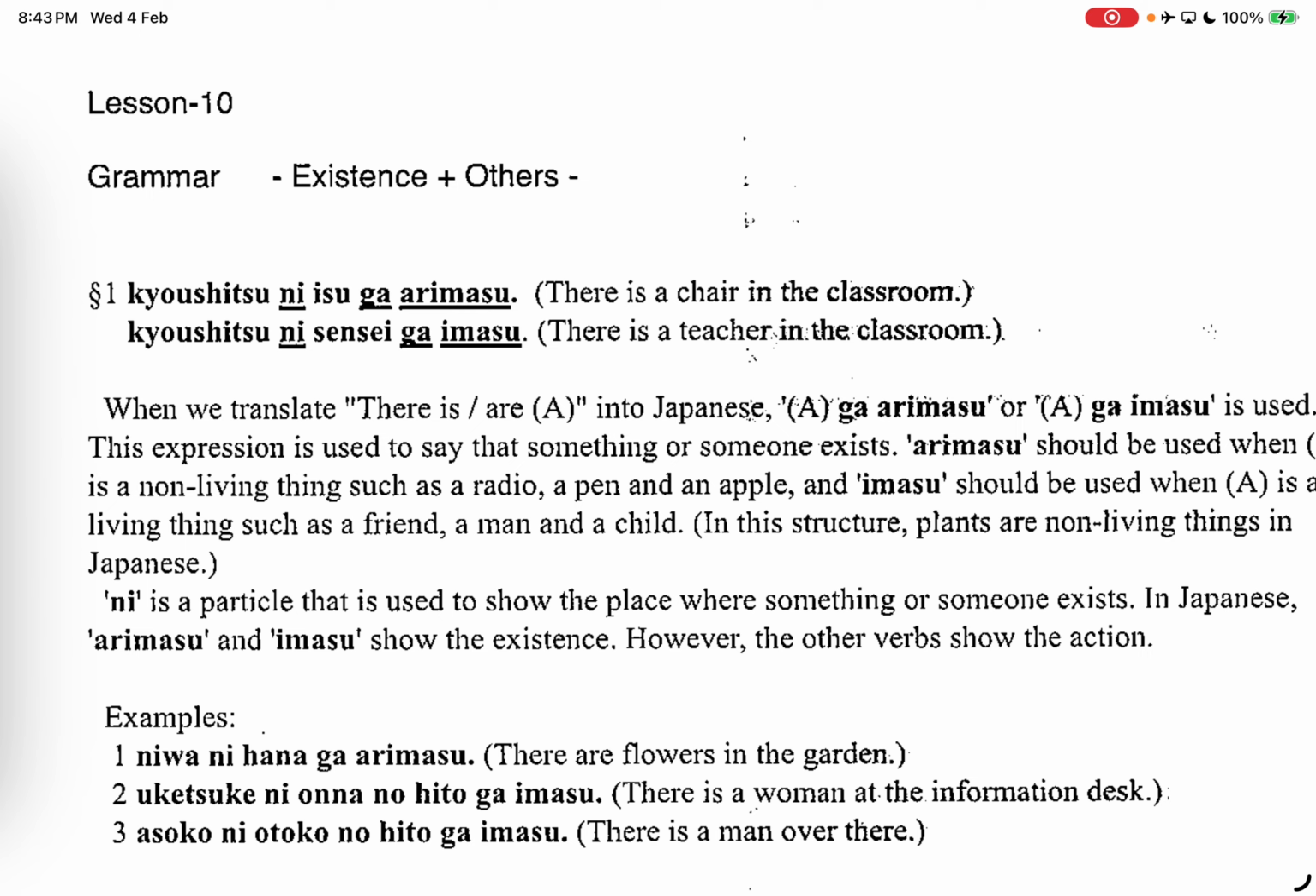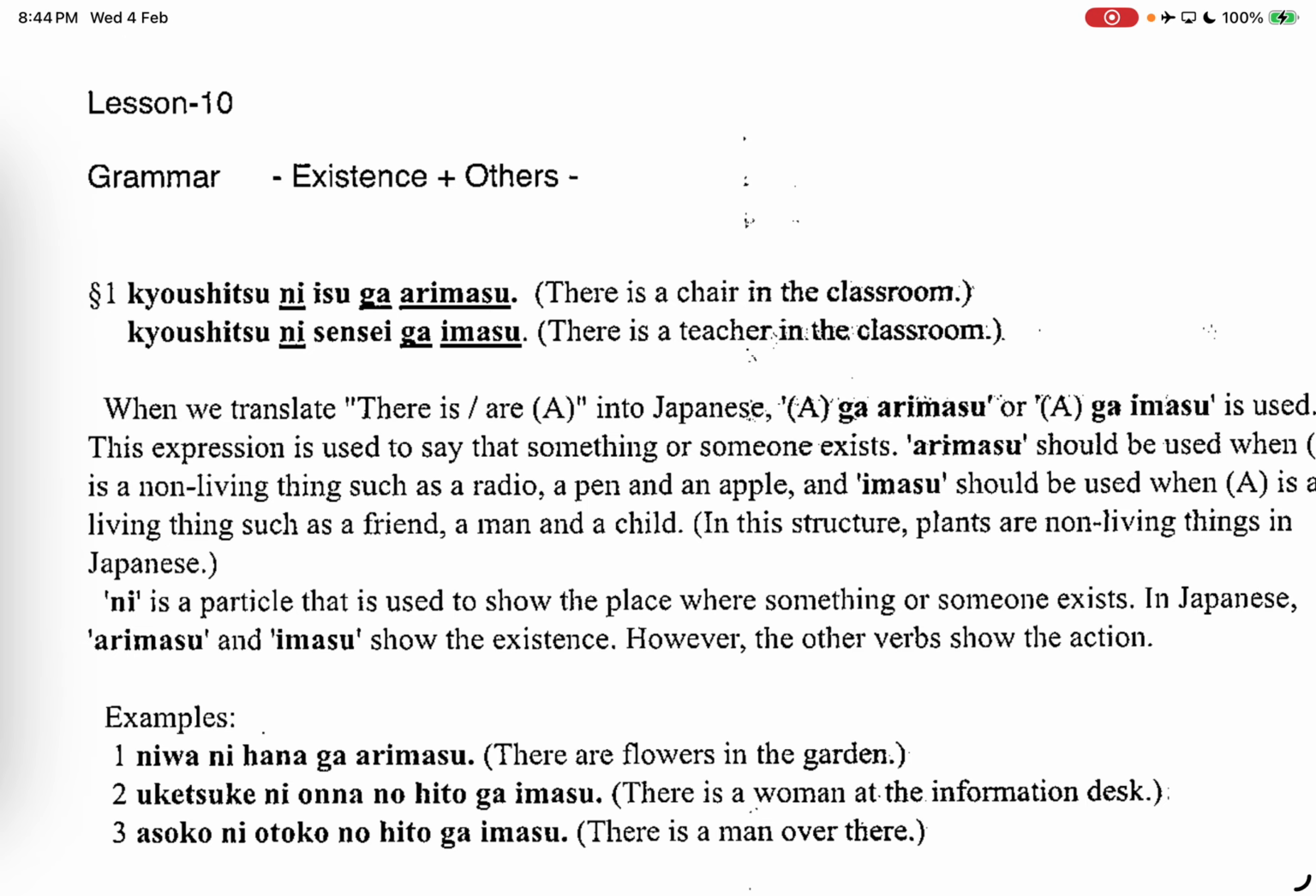あります means have. Like existence, like it exists, there is, that thing is there, right? So, 教室に椅子があります。In the classroom, there is a chair. So, 椅子 is chair, and we're emphasizing the chair.